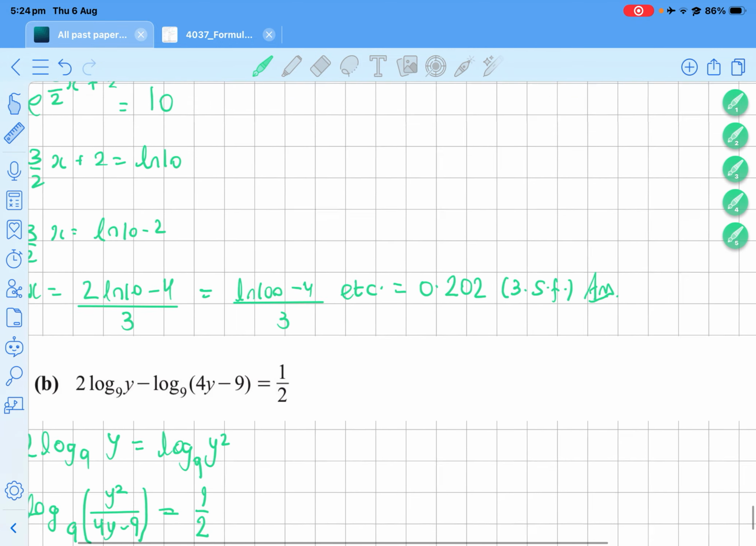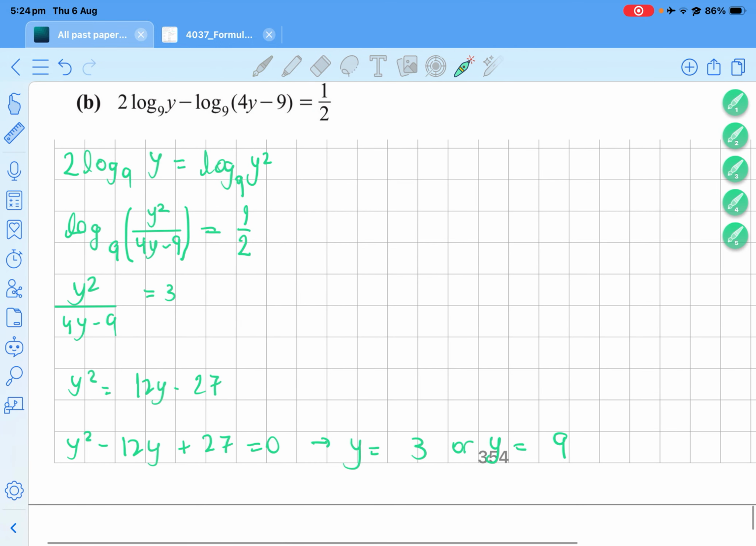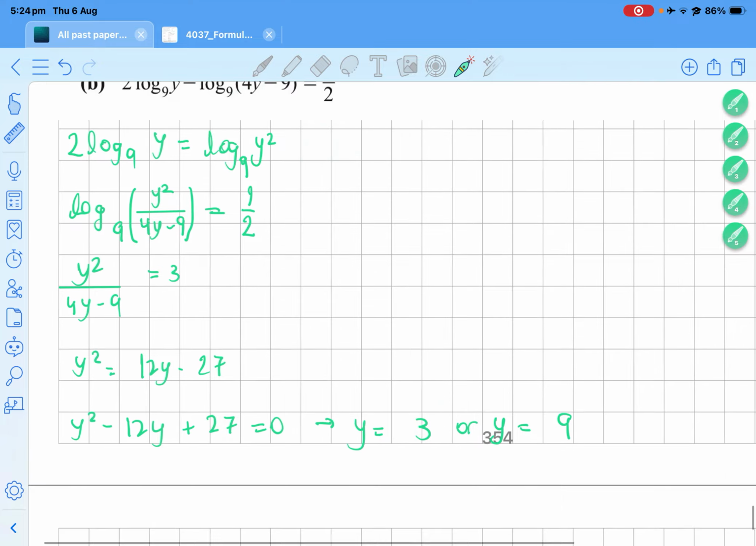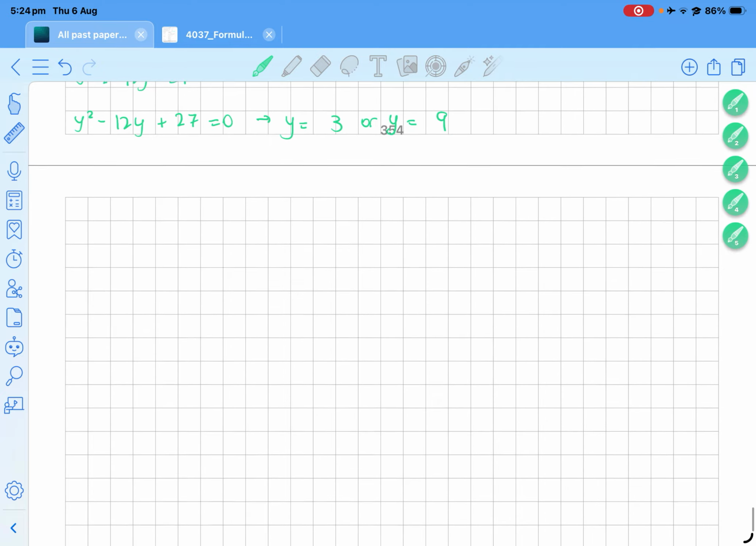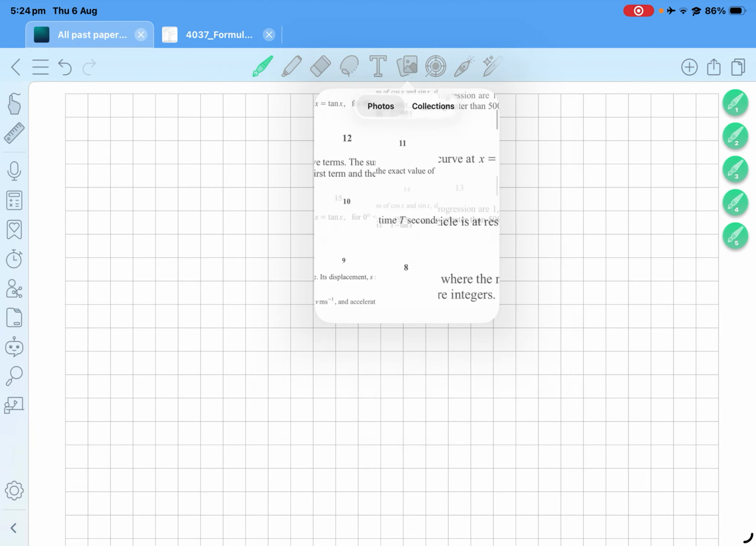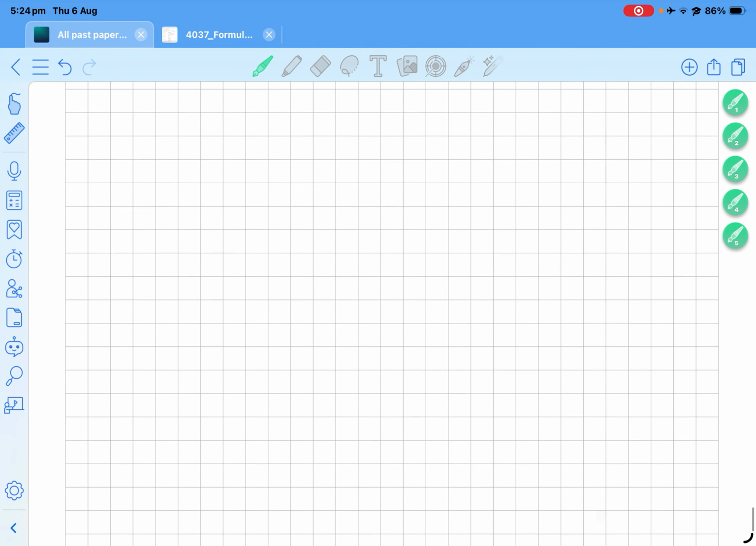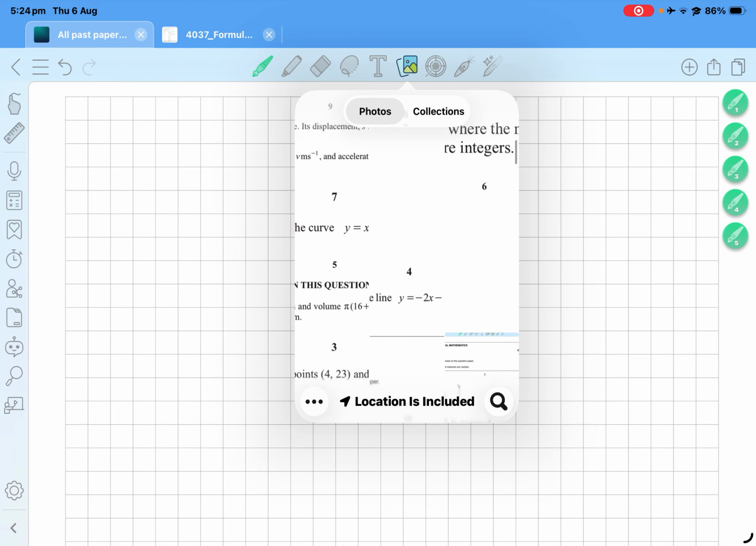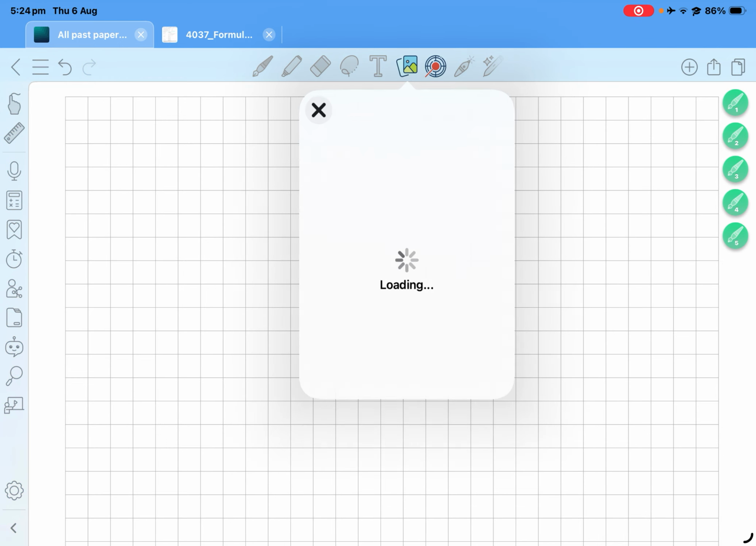Now let's double check. If you put 3 in, 4 times 3 is 12, 12 minus 27, yeah, that works. And log of 3, yeah, both work. Okay, then what do you have? I think question number 5, next question.